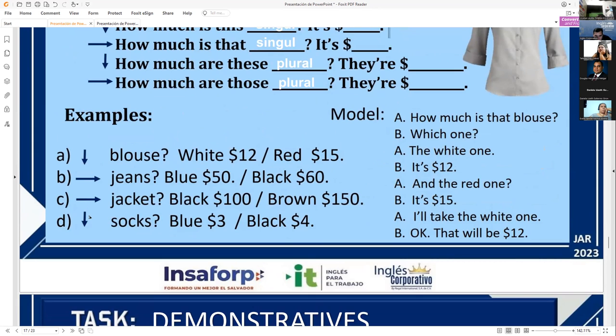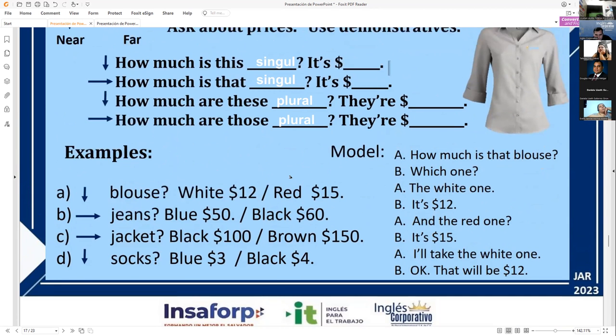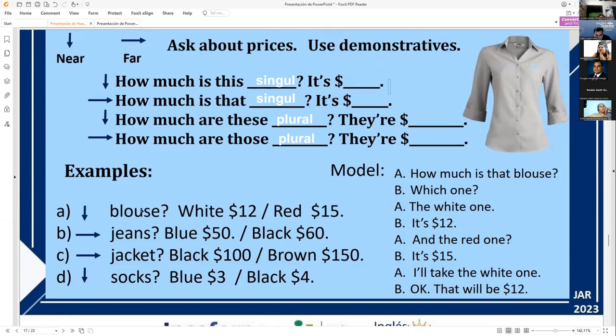Near, far, far, near. Blouse, jeans, jacket, socks. Okay, so what do we say? How much is this blouse? And we say, which one? ¿Cuál? Which one is cuál? Which one? Right? Which one? The white or the red one? Which one? You can add here. Which one? Let me see, I'm going to drop it here.